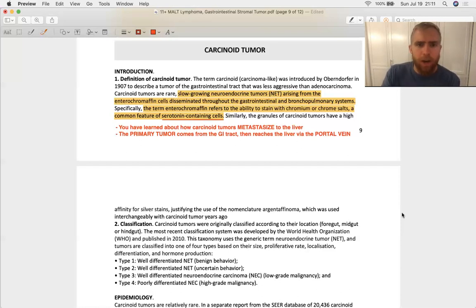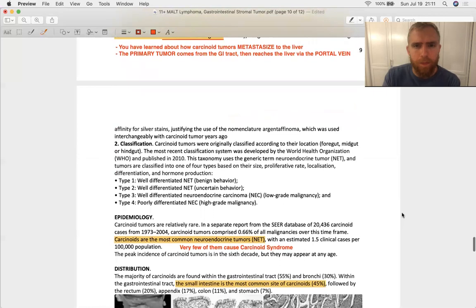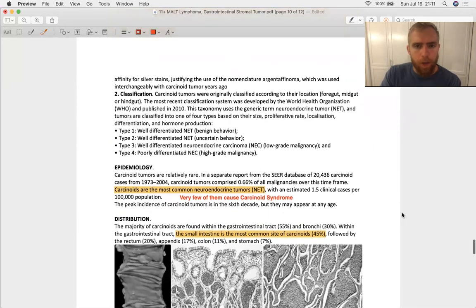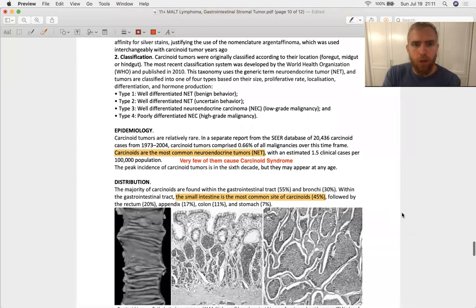We're just focusing on GI carcinoid tumors now. I know that much. So these tumors start off in the small bowel usually, and then they get to the liver through the portal vein, and they jump in the bloodstream and take a ride up to the liver. And so then they'll seed the liver, and they'll grow big, and they'll secrete serotonin, and it'll get into the heart. So carcinoids are the most common neuroendocrine tumor, period. But very few of them actually cause carcinoid syndrome.